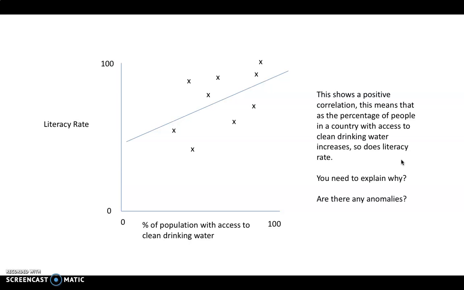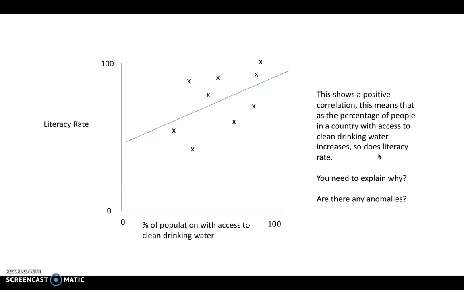And also I'd like you to pick out any anomalies. So on this graph here, my anomaly could be this X, because they've got a really high access to clean drinking water, but actually their literacy rate is not particularly high. So that could be a bit of an anomaly that I might pick out. You're going to explain why the relationship is there. So it's fairly obvious, isn't it?